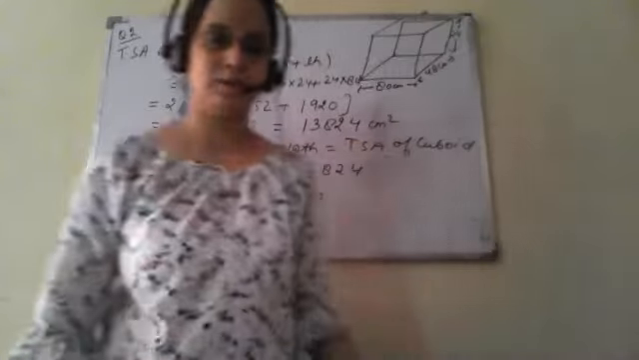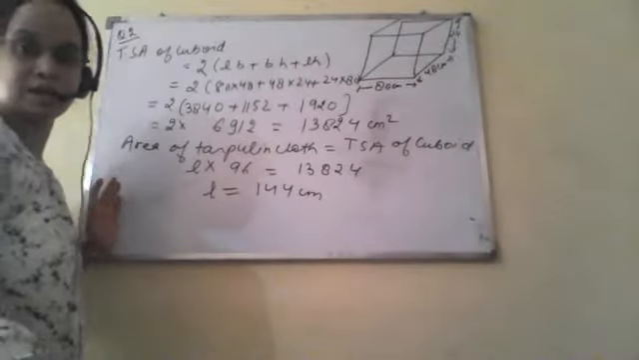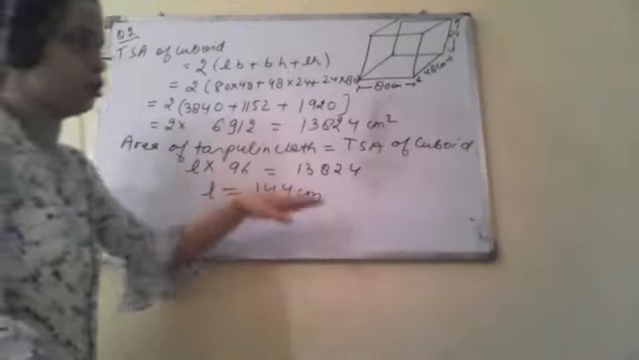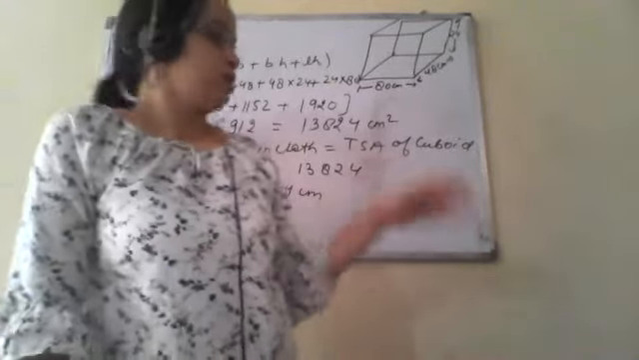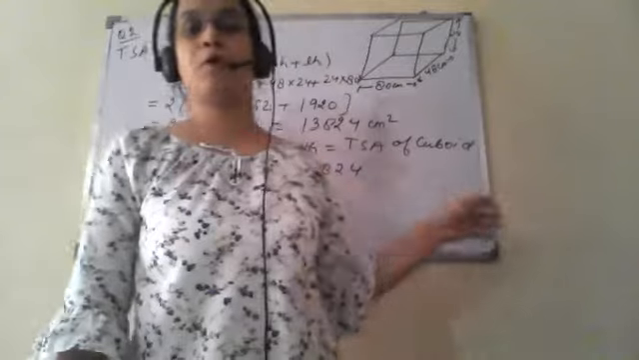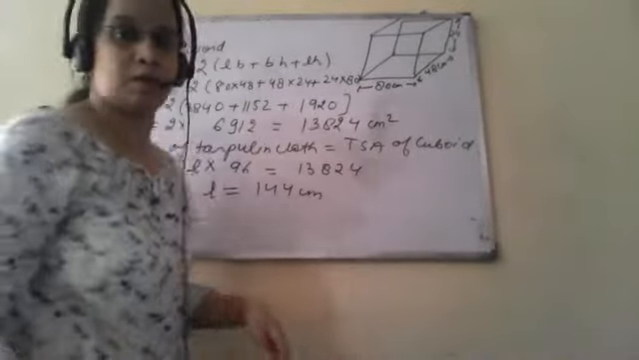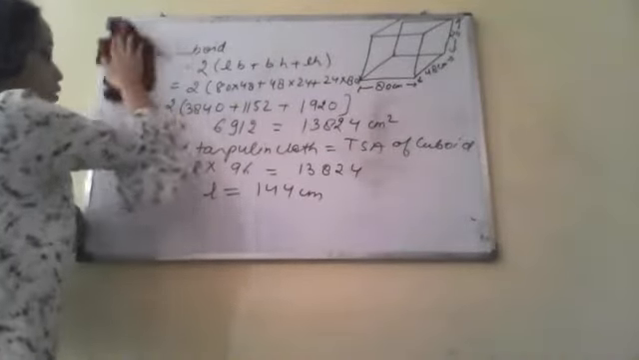Okay, I hope this is clear. Main thing that has to be kept in mind: this area of tarpaulin cloth, which is rectangular in shape, will be equal to the total surface area of cuboid, because it has to be wrapped around that particular box. Clear? Now next question.